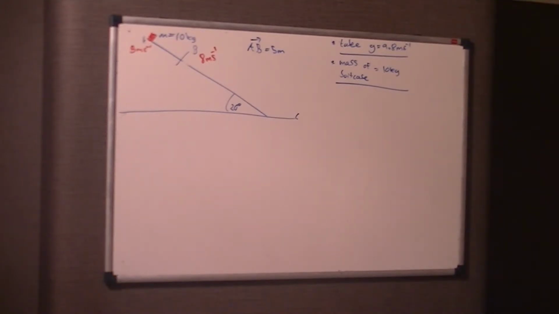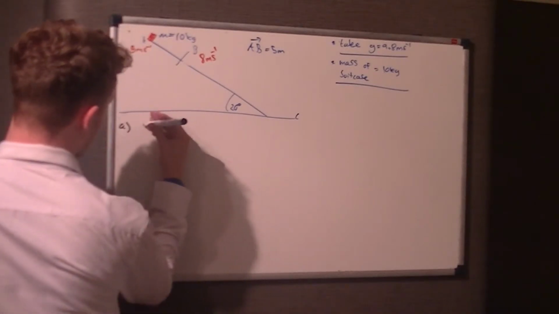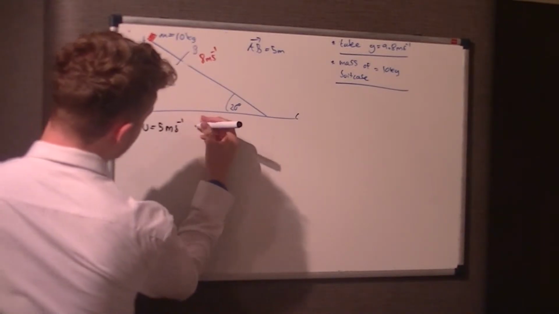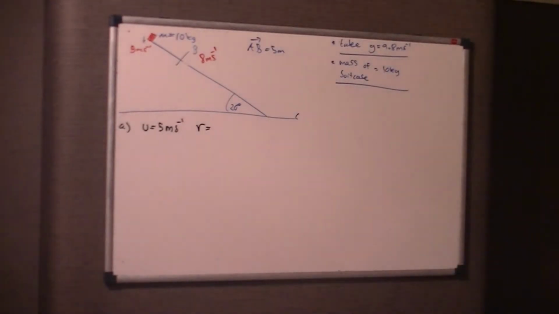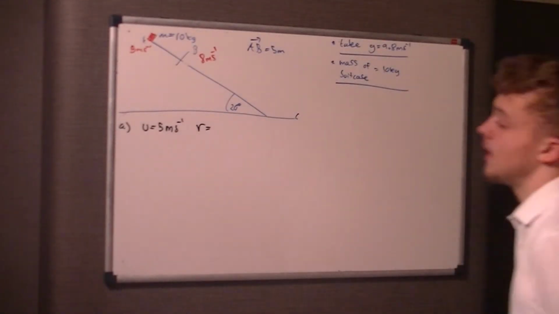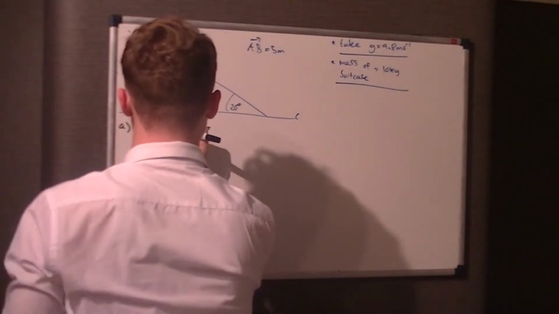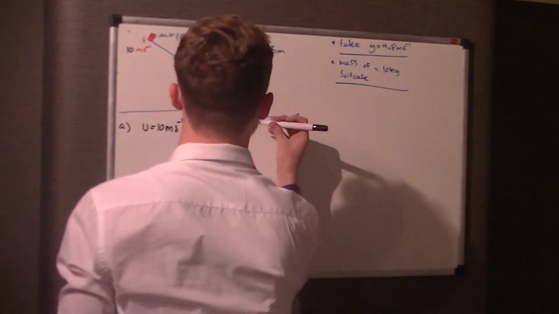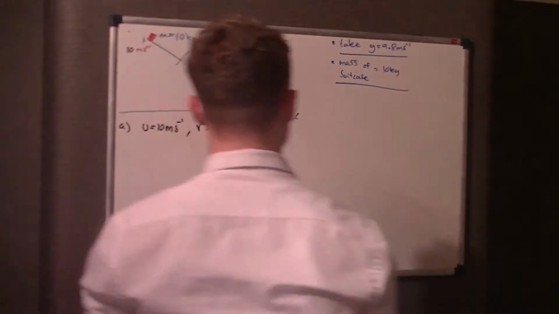So we need to write down what we've got. For part A, u equals... oh, sorry, at A it's 10 meters per second, not 5. That's how long the day's been. So u is 10 meters per second, v is 8 meters per second, and we are told the distance A to B is 5 meters, so s is equal to 5 meters. And what we want is a.